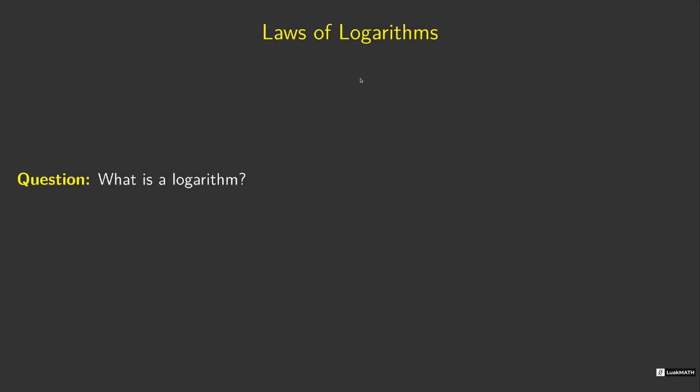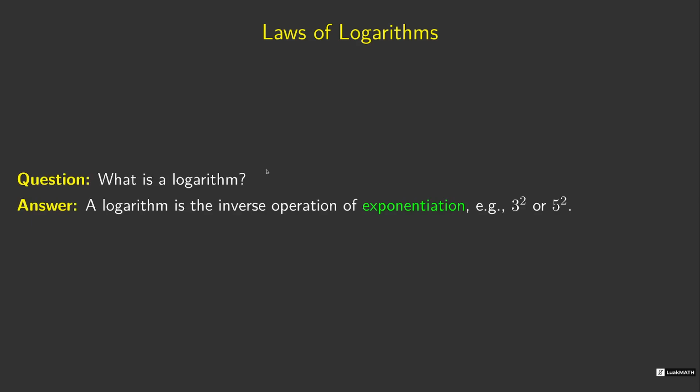What is a logarithm? In simple terms, logarithm is just the inverse operation of exponentiation. Exponentiation is something like 3 squared or 5 squared. So you have a base and an exponent, and you write it this way. That's what we call an exponentiation.